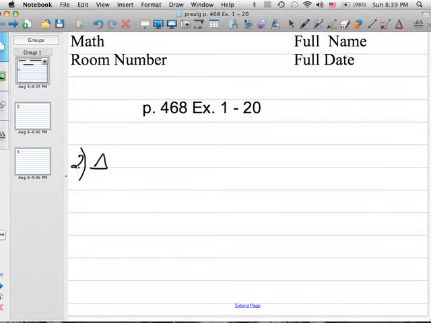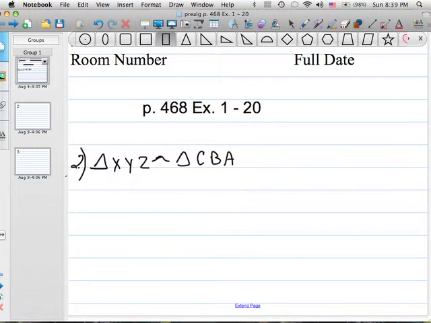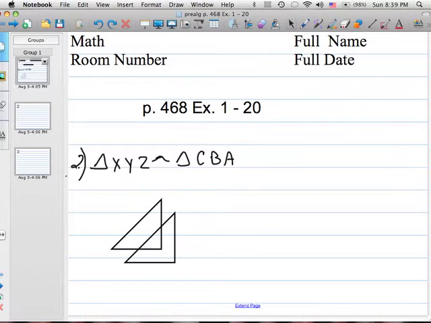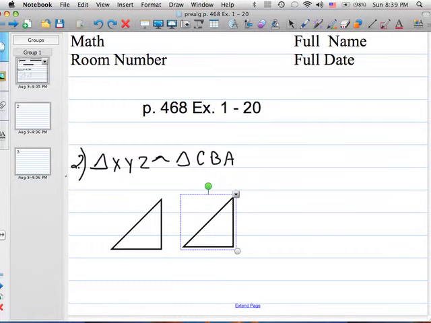We have triangle XYZ is similar to triangle CBA. And by the way, it's one wavy line, not two. So we draw the triangles. Let's do a right triangle. And we duplicate that and just make it a little bit bigger, and we have our two similar triangles.